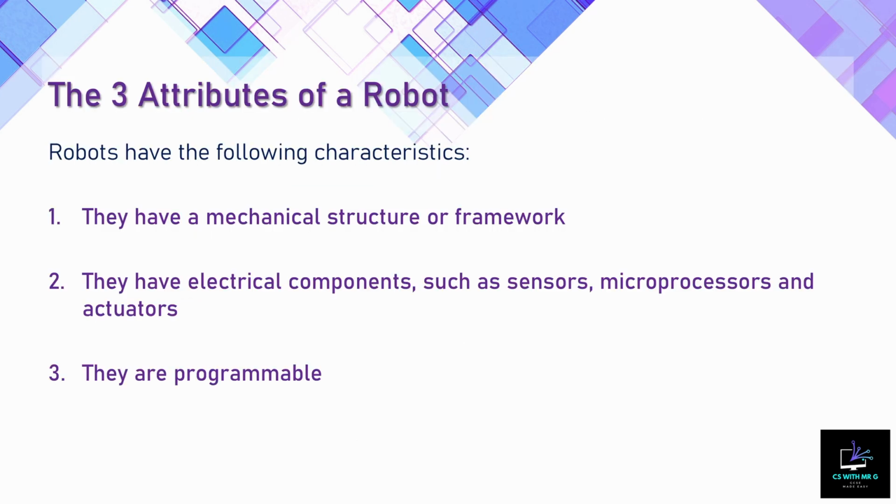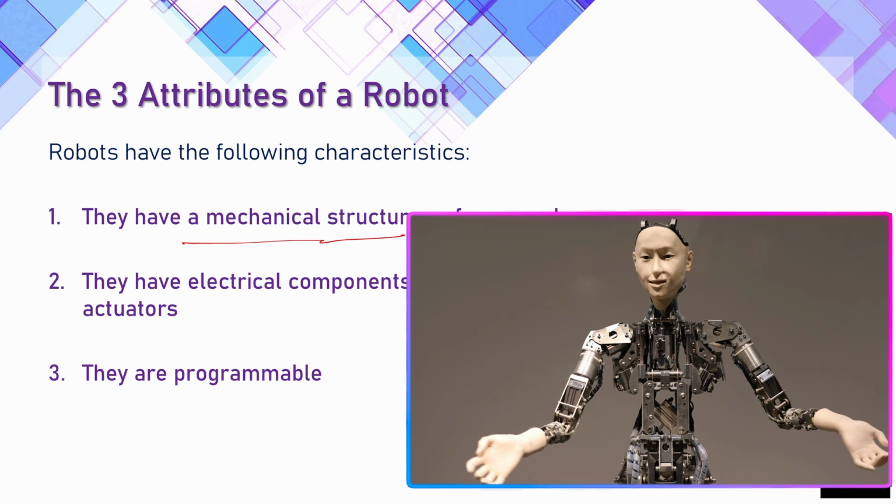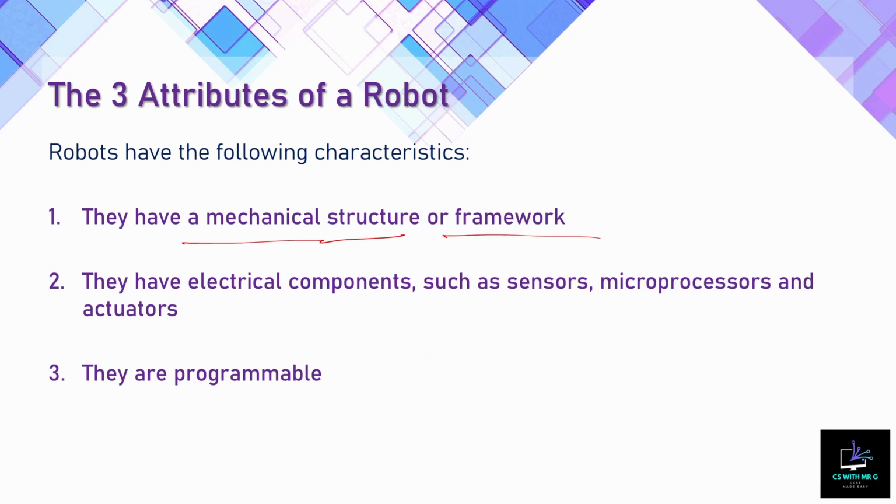Firstly, let's look at the attributes of a robot and the three rules that we consider all robots to have. In that, number one, they have a mechanical structure or some kind of framework. You will have heard of the term robot before in your life, and they all come in different shapes and sizes, but the first attribute of a robot is that it has some kind of mechanical structure.